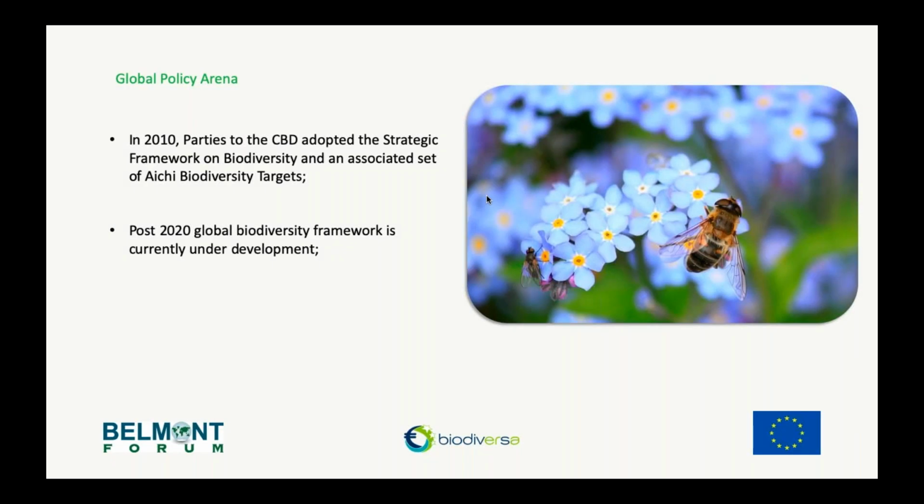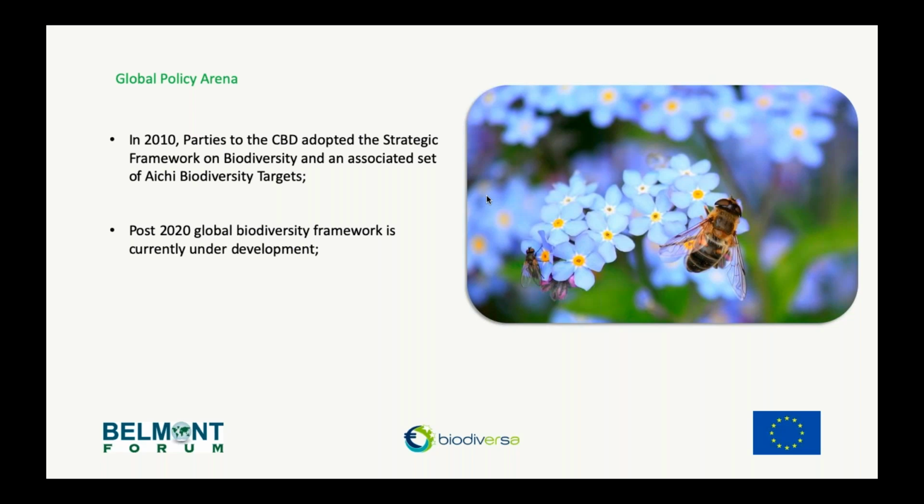In the global policy arena, you know that the Convention on Biological Diversity adopted the strategic framework on biodiversity and associated set of Aichi biodiversity targets in 2010. And Target 11 in particular aimed to protect 17% of terrestrial and inland water ecosystems and 10% of marine ecosystems by 2020. Now we are getting to the end of this strategic plan.